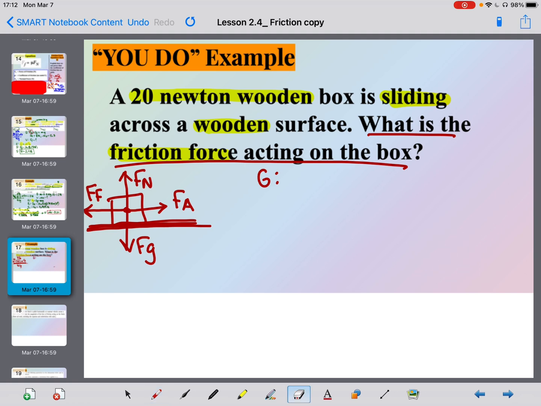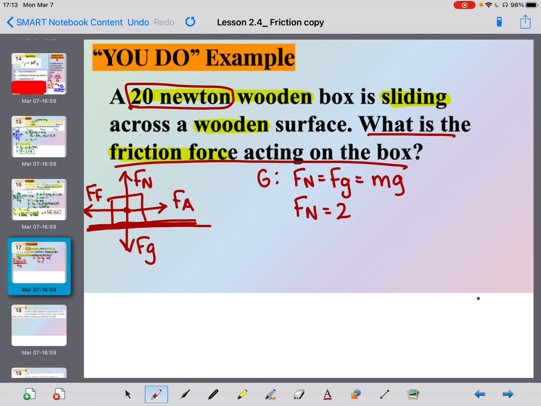Now that we did this lovely free body diagram, let's label our givens. Just like the first example we did, you have this 20 Newton box right here that's not an applied force, that's actually the normal force. If you remember this relationship, Fn equals Fg equals mg, so that means the normal force equals 20 newtons. We also have wood sliding on wood, which represents mu k, and that value is 0.30. Then you have an unknown, which is our frictional force. We don't know what that is, but we're trying to solve for it.